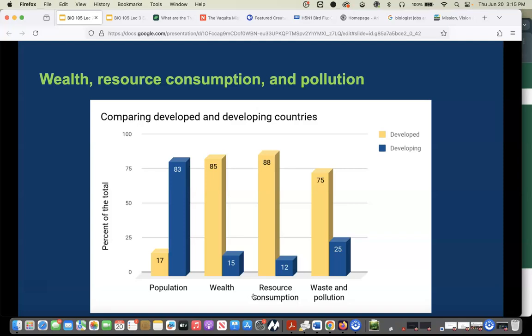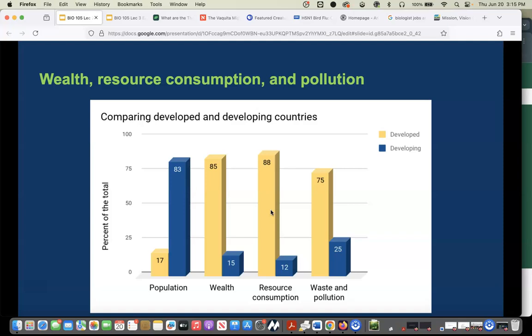And so when we compare developed countries to developing countries, developed countries are going to include countries like the US, Japan, Canada, Australia, Germany, and most of the European countries. And what we see is that just 17% of the world's population lies within developed countries. However, these developed countries have 85% of the wealth and have 88% of the resource consumption.